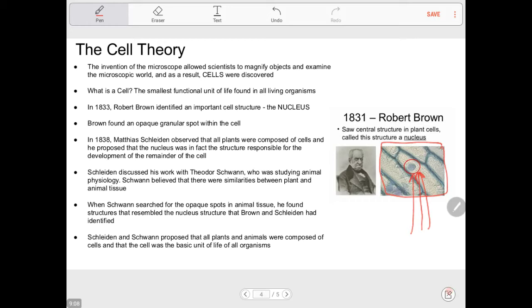So that's really interesting here. I want you to remember that. Schleiden was looking at plants. And he was looking at cells, and he found there was a nucleus in the cell. He also determined, or believed, that the nucleus was responsible for essentially the operation of the entire cell. Now Schleiden discussed his work with Schwann. Now he was studying animal cells.